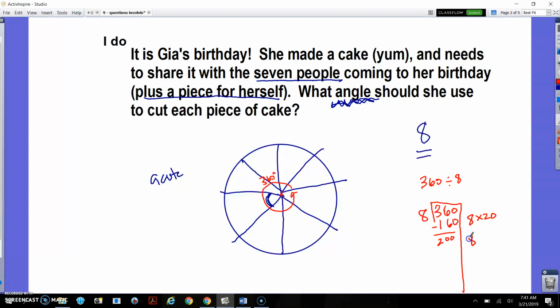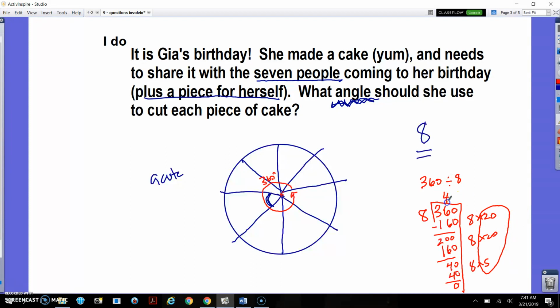I'll do it again. 8 times 20 is 160. That leaves me with 40. And then I know 8 times 5 is 40. 40 minus 40 is 0. So there you go. So it looks like that is my answer, right?